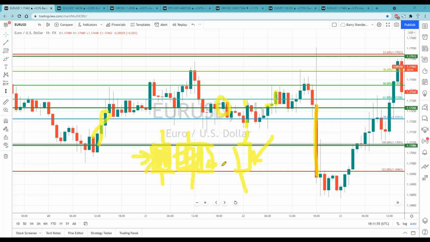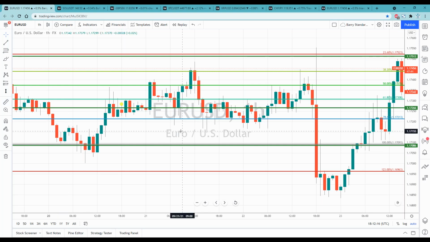Because we don't change the names of the candlesticks. Technically, reds and greens have nothing to do with the candlesticks at all.